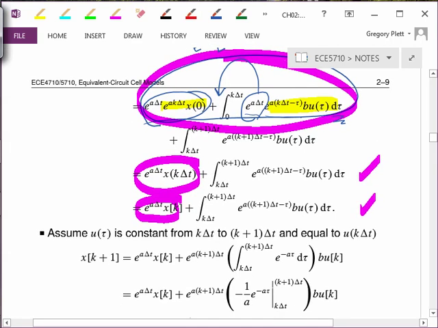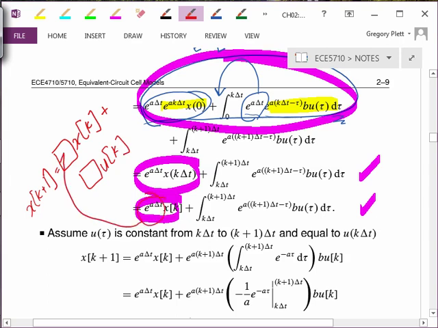So I'm getting close. I really am, because I want a difference equation. I want x of k plus 1 equals something times x of k plus something times u of k. And we just figured out what this is. This is e to the a delta t, is that value right there. Now I just have to figure out what multiplies u of k.